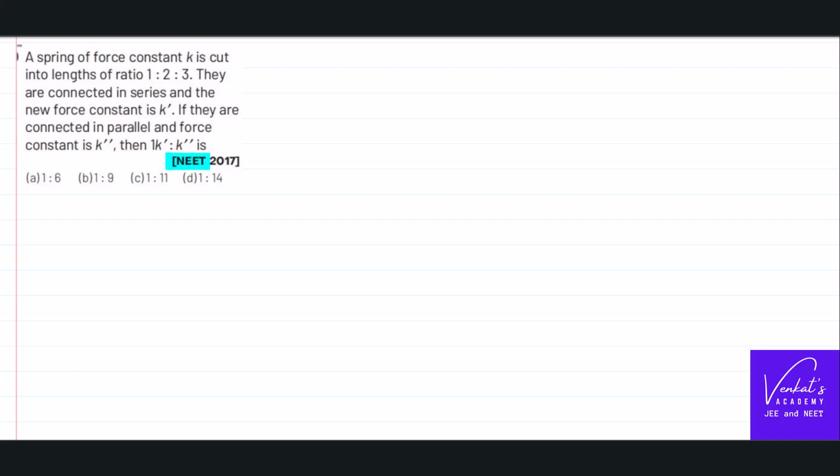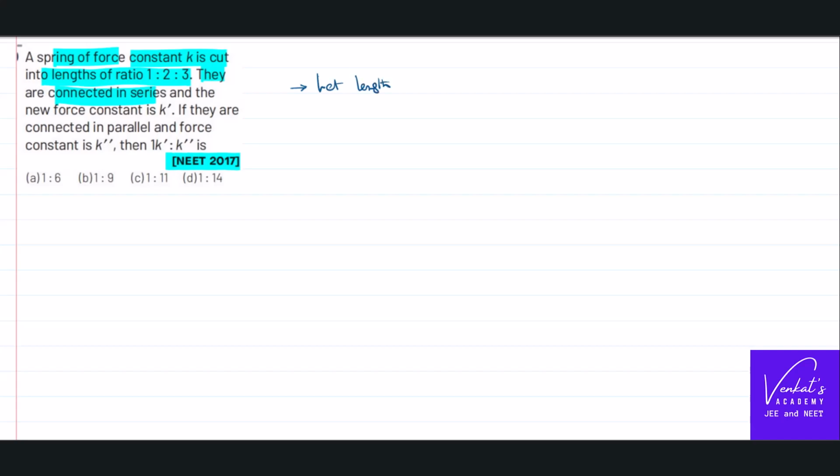The NEET 2017 question in oscillations. The problem says like this: a spring of force constant K is cut into lengths in the ratio of 1:2:3, and then they are connected in series. So before talking about their series connection, let's see what happens.